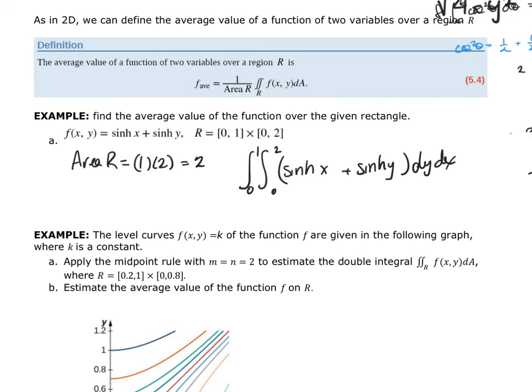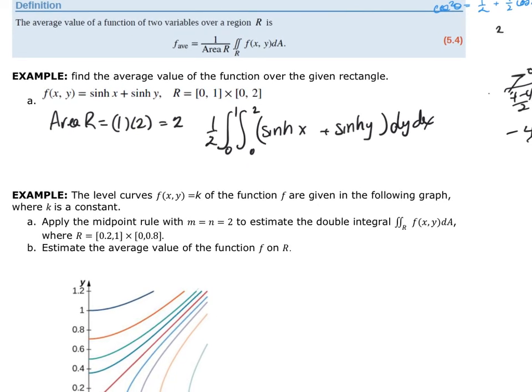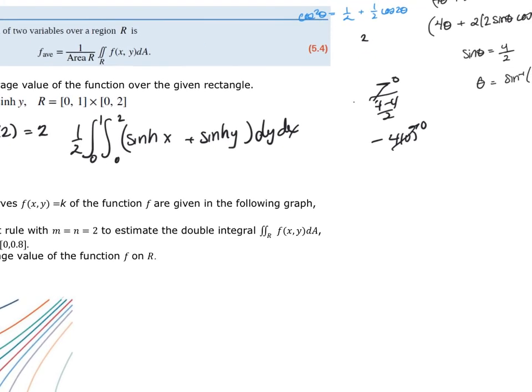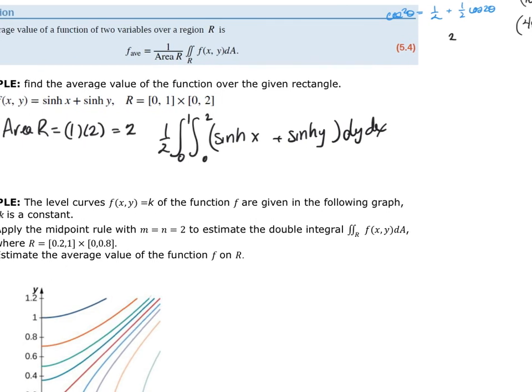What I did before is I'm going to go ahead and have the 1/2 out front because it's 1 divided by the area. I am going to break it up and then, of course, choose one and then the other. So I'm going to start with breaking it up, and I'll do this one with respect to y first, and I'll do this one with respect to x first.